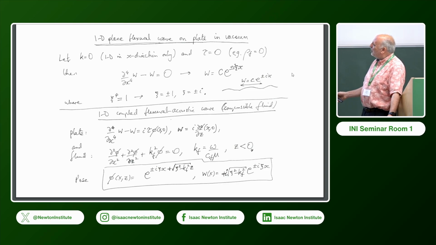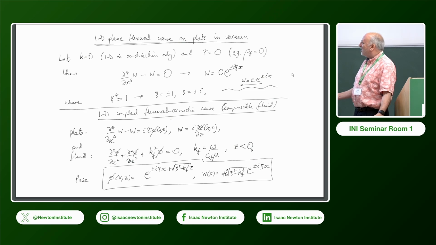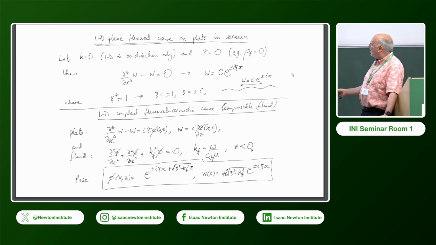Then if you add a fluid on top or below, let's take it below as we had before, and let's make it compressible. So I've got Helmholtz's equation instead of Laplace's equation. Then we plug that same solution in and look for phi solutions, and then we get this form.